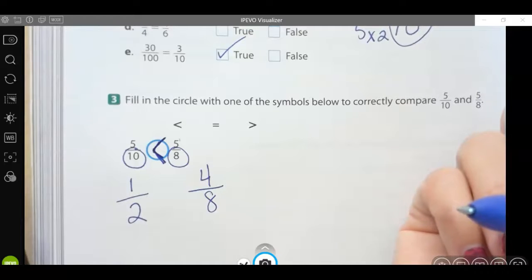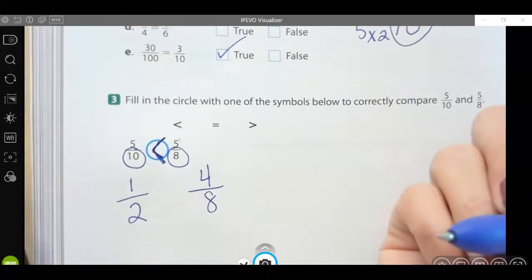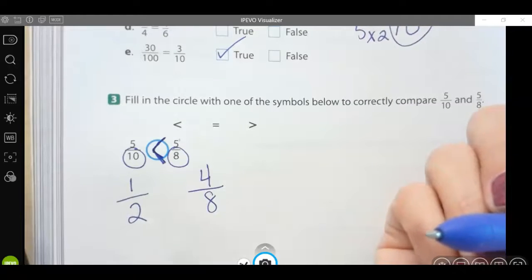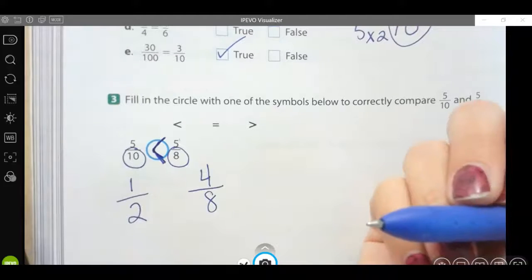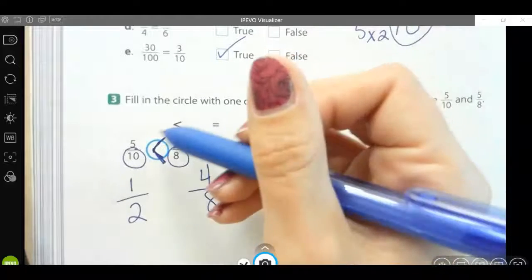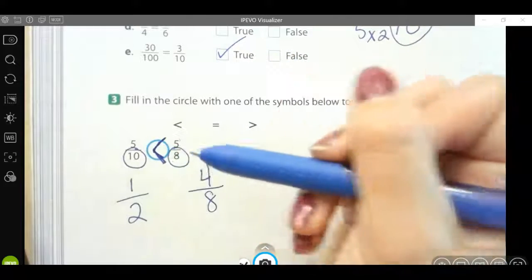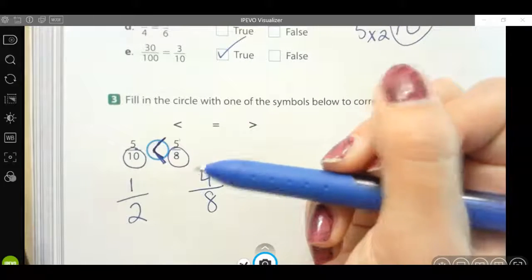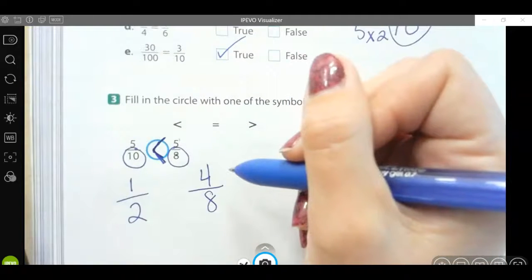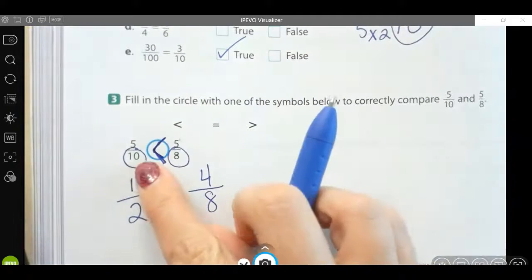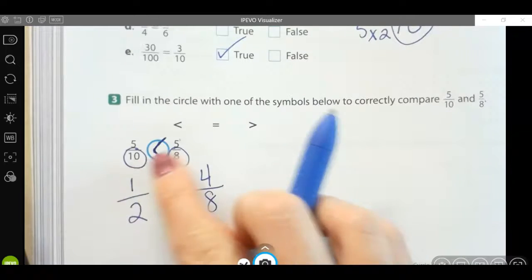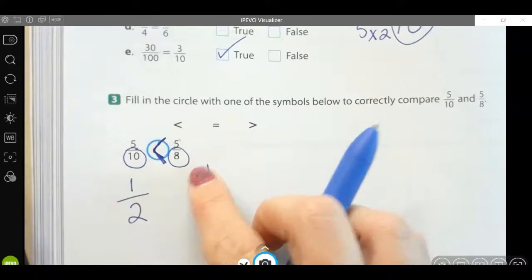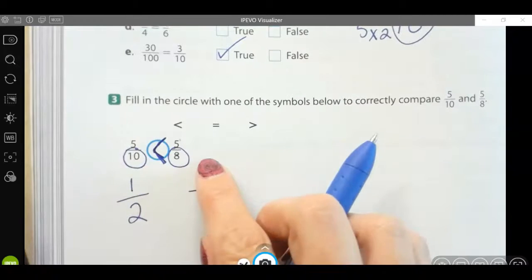So you can do this 2 ways. You can think of which one is greater than 1/2 by using benchmark, or you know that the bigger the number, the smaller the pieces. So if you had 2 candy bars, and you broke one up into 10 pieces and one up into 8 pieces, what pieces would be bigger, the 10ths or the 8ths? The 8ths, okay?